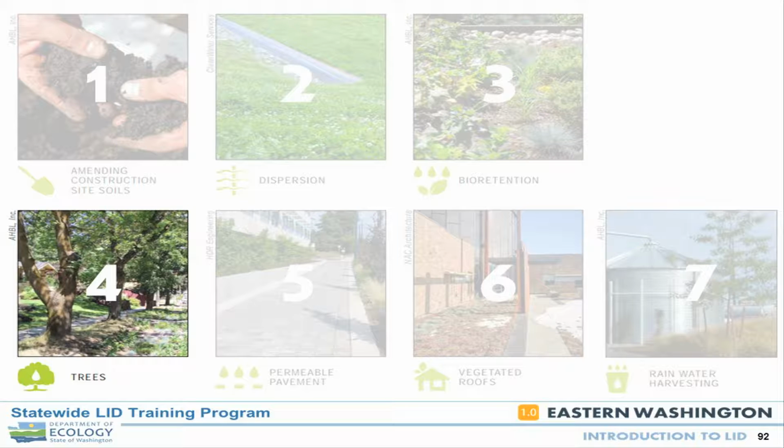So we are moving into the fourth BMP. This is BMP 4.5. That's the numbering system from the Eastern Washington Technical Guidance Manual. And those are also manuals that are available online for download as well.